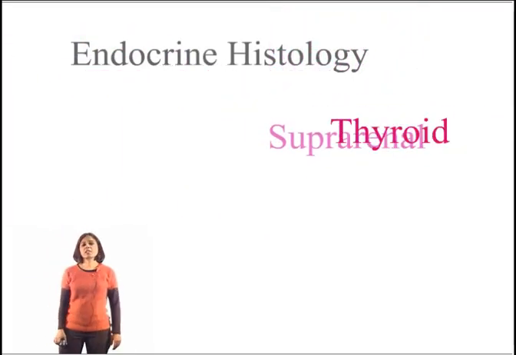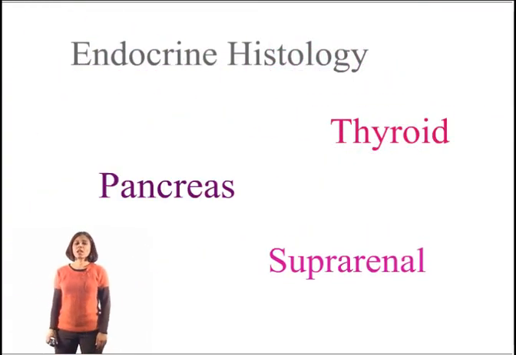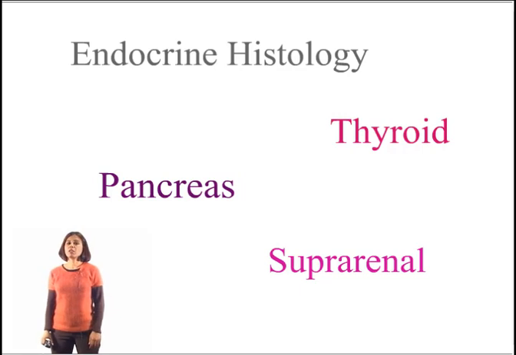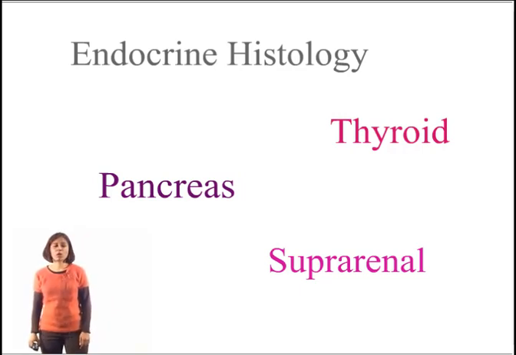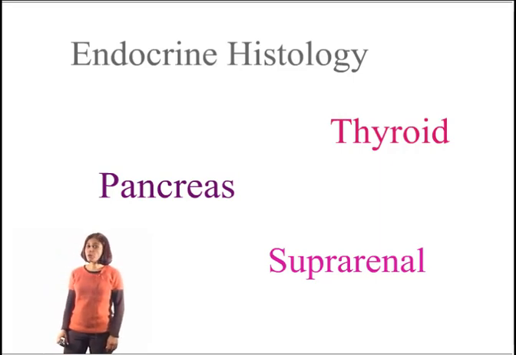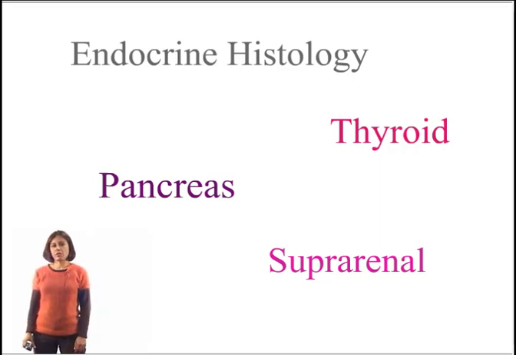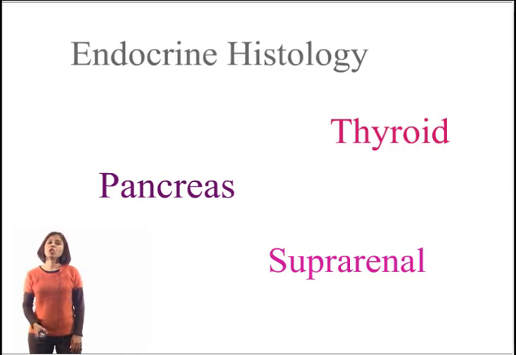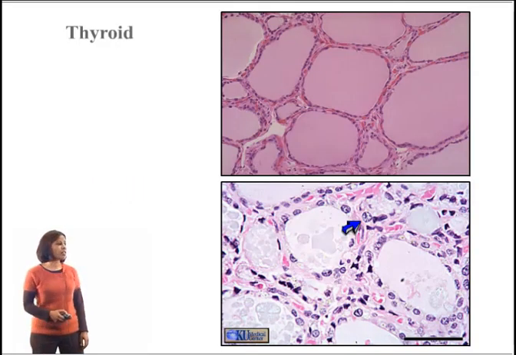Today I'm going to discuss endocrine histology, and we're going to look at just three tissues. We're going to look at the thyroid gland, the suprarenal, and the pancreas. Now let's begin by looking at the thyroid gland.